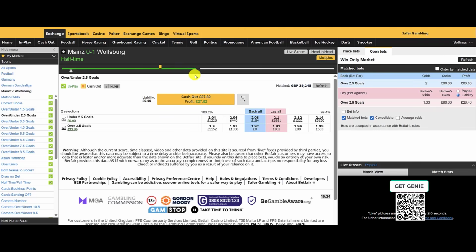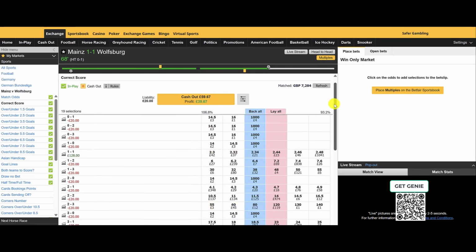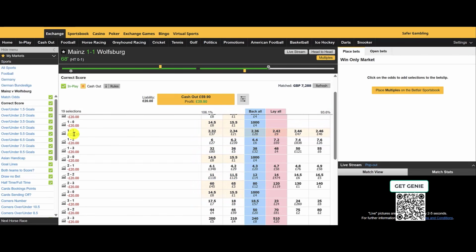So anyway, let's see what happens. We're pretty much waiting to see what the second goal of the match does for us. Whoever scores it, it's going to pretty much dictate the way that this trade goes. So Mainz 0, Wolfsburg 1. 68 minutes on the clock, and it has just gone Mainz 1, Wolfsburg 1. So we're on the 1-1, as you can see.